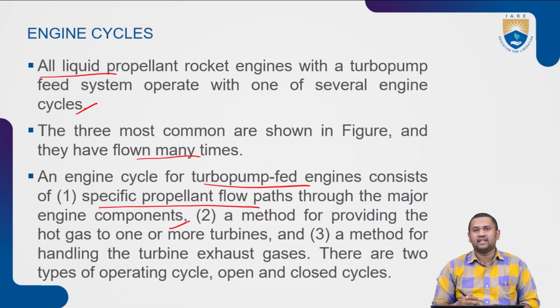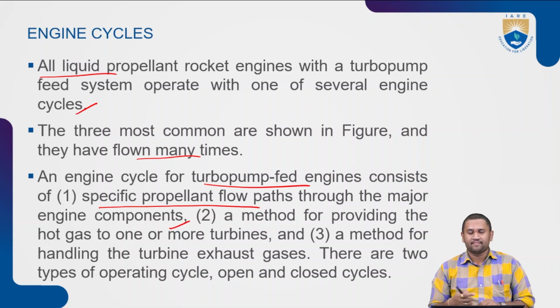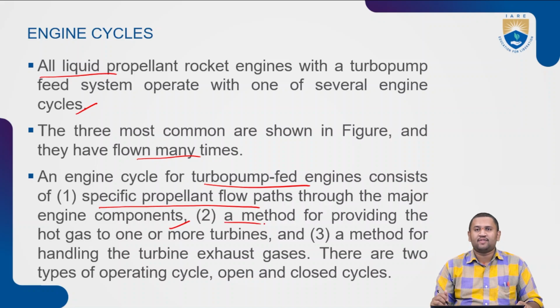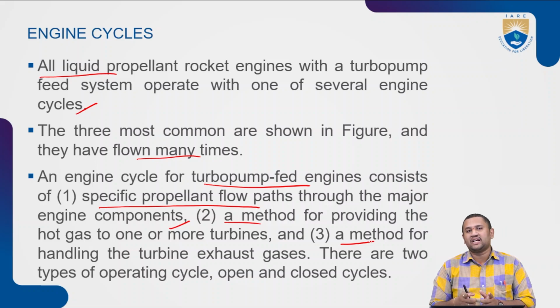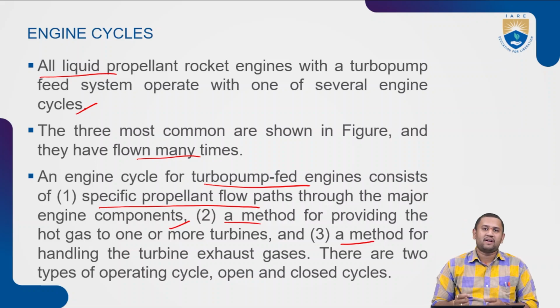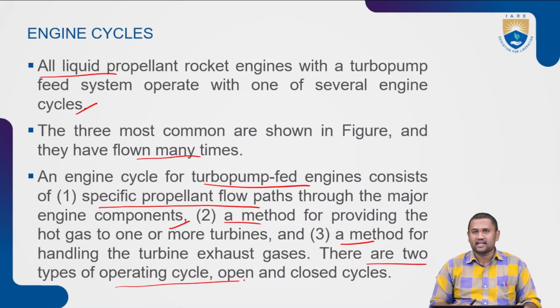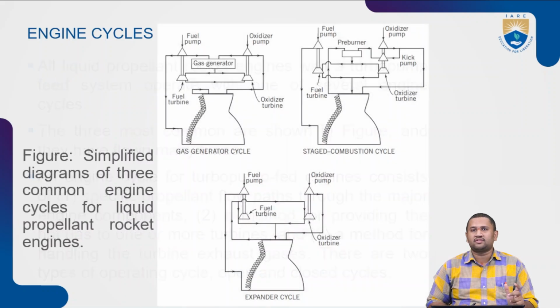The engine cycle for turbopump fed systems consists of specific propellant flow paths through the major engine components, particularly the valves, the turbines, the pumps, and any other additional components that might be required; a method for providing the hot gas to one or more turbines; and a third, a method of handling the turbine exhaust gases that are expelled after use. And there are two types of operating cycles, open and closed.